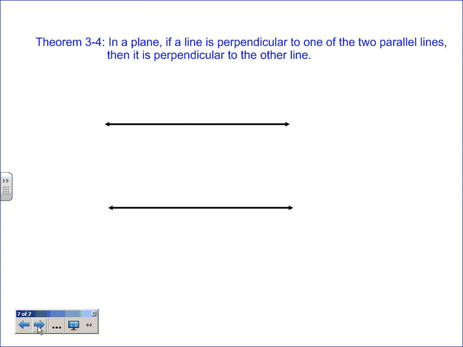This ends up being pretty important. It seems pretty obvious, but it says if you're in a plane and if a line is perpendicular to one of the two parallel lines, then it's got to be perpendicular to the other. I think that should be relatively straightforward, right? If I shoot that one right through there and it's perpendicular to the one on top, doesn't it kind of have to be perpendicular to the one on the bottom? If they are, there it is, parallel.